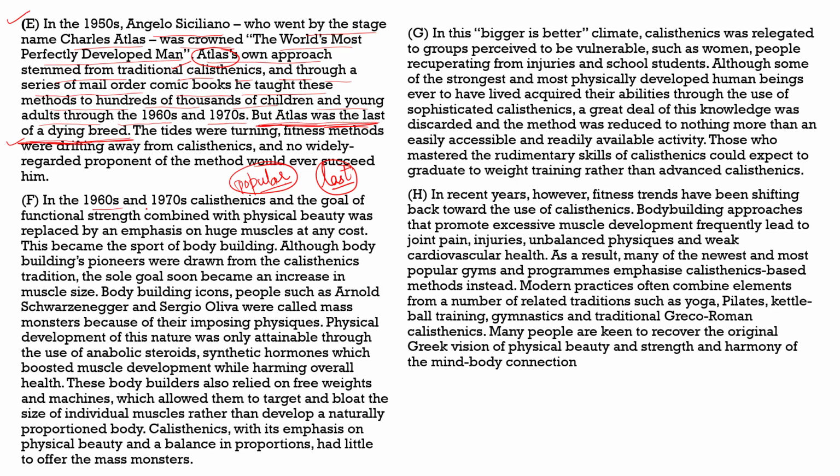In the 1960s and 1970s, calisthenics and the goal of functional strength combined with physical beauty was replaced by an emphasis on huge muscles at any cost. This became the sport of bodybuilding. Although bodybuilding's pioneers were drawn from the calisthenics tradition, the sole goal soon became an increase in muscle size. Bodybuilding icons, people such as Arnold and Sergio Oliva, were called mass monsters because of their imposing physiques.